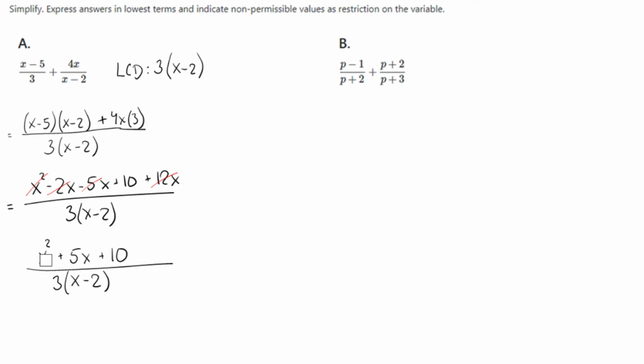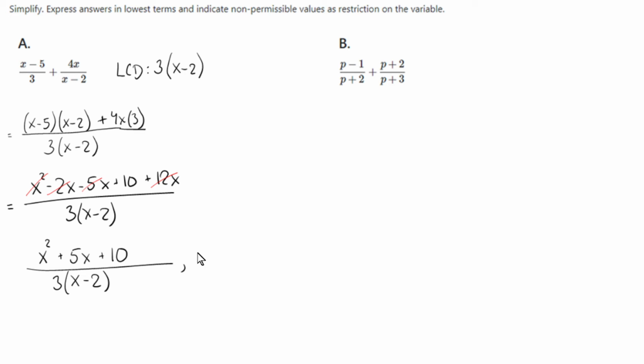The only thing we might want to check here is if there's any way we can factor this trinomial in the numerator. So if we want to factor this trinomial, we're looking for two numbers that would add to 5, but they would multiply to 10, and there are no such two numbers, which means we're done here. The only thing we need to do now is to identify the non-permissible values and then state them as restrictions on the variable.